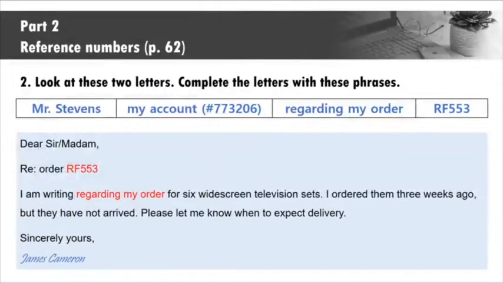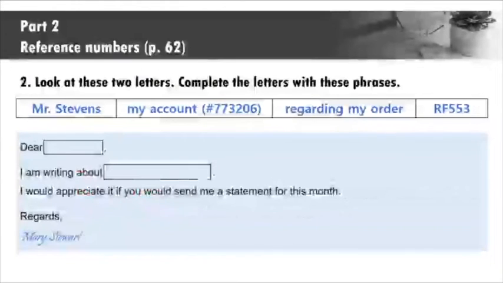Now let's move on to the next letter. Dear blank, I am writing about blank. I would appreciate it if you would send me a statement for this month. Regards, Mary Stewart. So what is the answer for the first blank? The answer is Mr. Stevens.